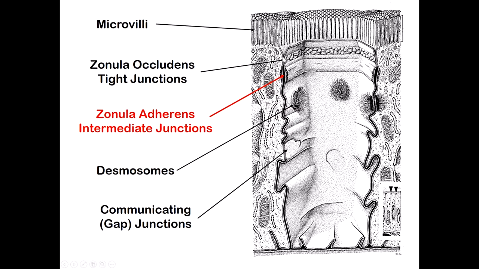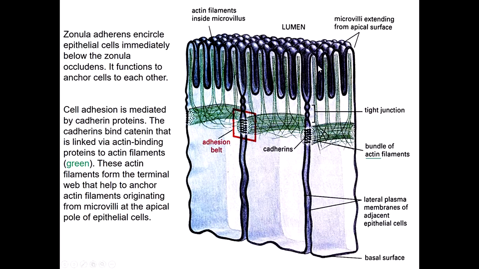These occur immediately beneath the zonula occludens. They have attached to them actin filaments, and they form the terminal web, which forms this mat of actin across the surface of the cell, which also acts as an anchoring point for actin filaments coming down from the microvilli. So actin coming down from the microvilli will anchor into the terminal web, which is a mat going perpendicular to the microvilli. So zonula adherens, as I said, circle the cell, form this belt, a mat across the surface of the cell in the cytoplasm. And their adhesion to each other is bound by cadherin proteins.